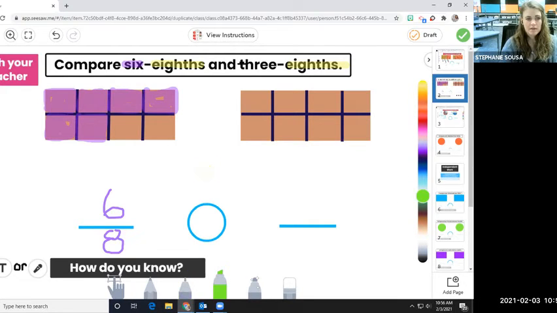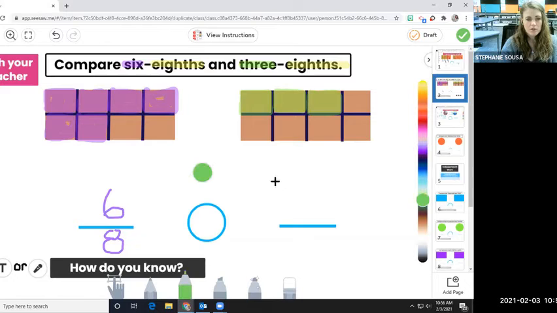Over here, I am asked to highlight 3/8. 1, a 2, a 3, and that's it, 3/8.